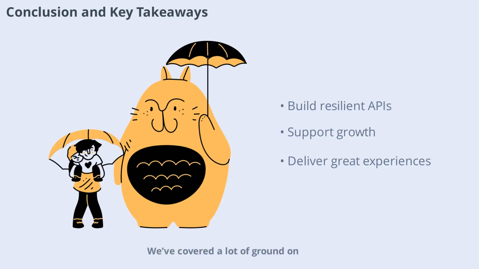We've covered a lot of ground on scaling APIs, from infrastructure and design patterns to security monitoring and team collaboration. Remember, successful scaling is about more than just handling more requests. It's about building resilient, efficient, and user-friendly APIs. By applying these strategies and staying adaptable, you'll be well equipped to support growth and deliver great experiences.